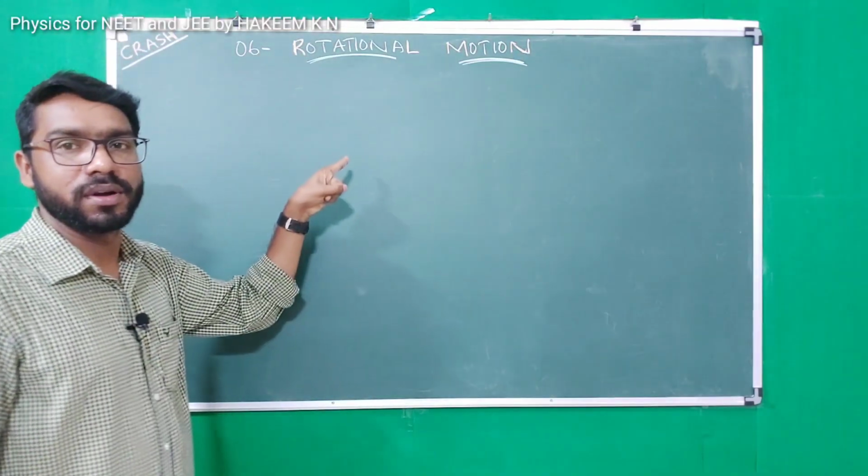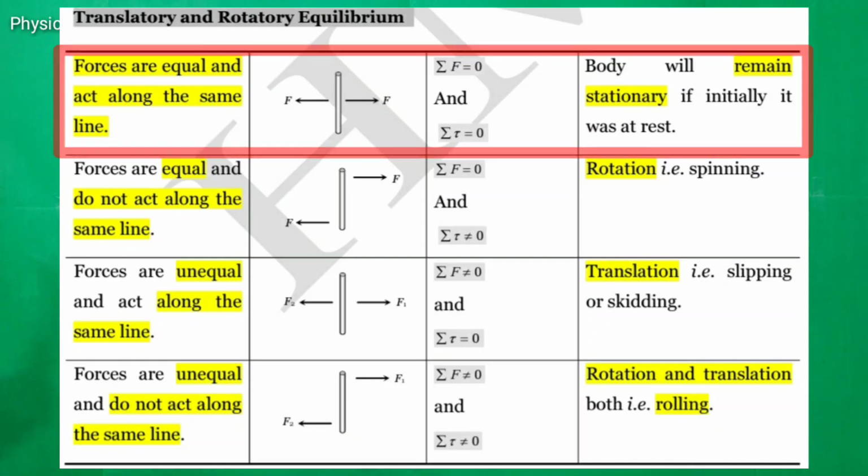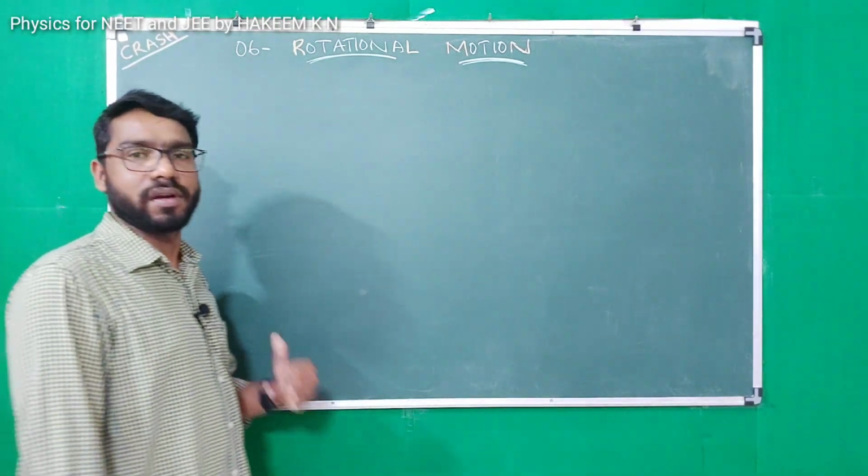Here you can see a table. In the table you can see the first case. A rod is there. Equal and opposite forces are acting on the rod at the same point. Forces are equal and act along the same line. Then the forces will be cancelled out. Sigma F or F net equals 0 and the body will not rotate. Torque is also 0. That means the body will remain stationary if it is initially at rest.